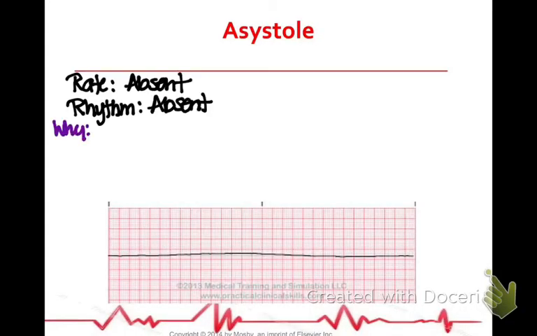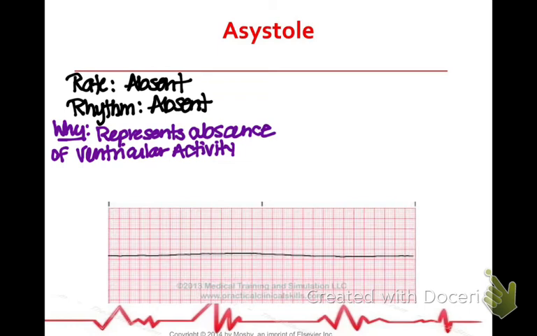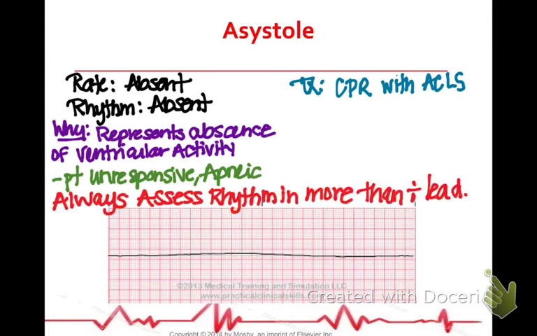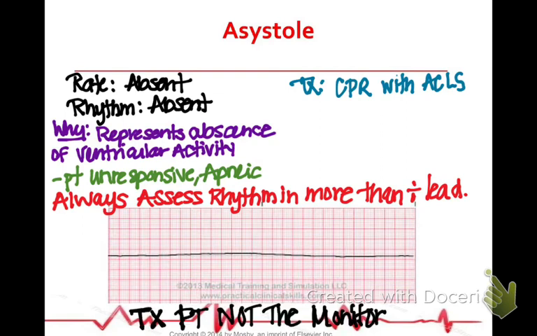Most likely, they are gone. The rate's absent, rhythm's absent. It represents absence of ventricular activity. They're usually unresponsive, they're apneic, and treatment is CPR with ACLS. You're always going to assess the rhythm in more than one lead, because this could be one lead and you look in a different lead and they have a rhythm. So again, always treat the patient, not the monitor. Treat the patient, not the monitor.